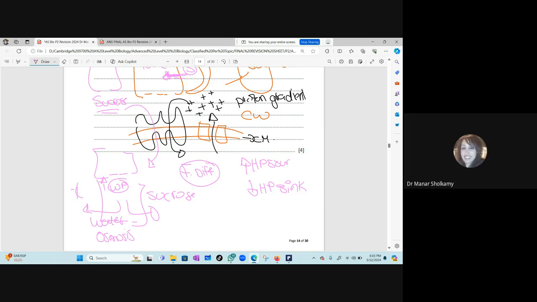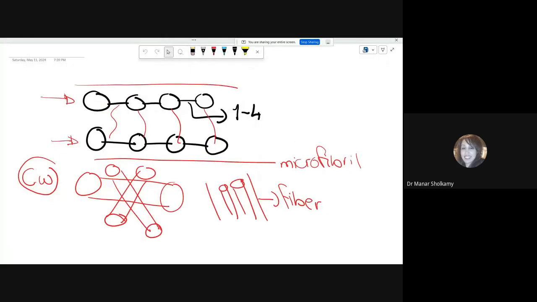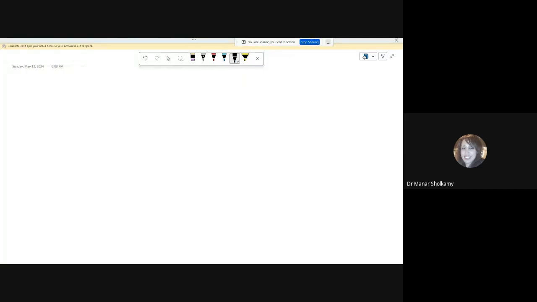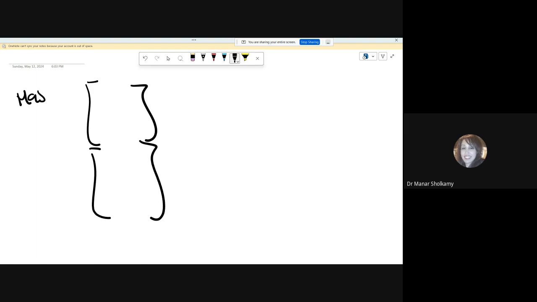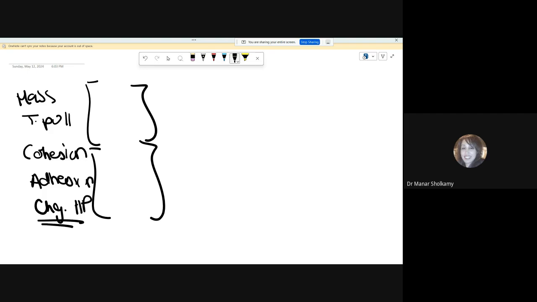Now, this needs revision. This is important. We have movement of materials in the xylem and in the phloem. The reasons are different, but the naming is the same. In the xylem, it's called mass flow, and the phloem is also called mass flow. In the xylem, I have degenerated end walls, so I'm going to draw a hollow tube, and the mass flow or the transpiration pull in the xylem is the result of cohesion, adhesion, and changes in hydrostatic pressure. We explained cohesion, adhesion and the change in hydrostatic pressure.